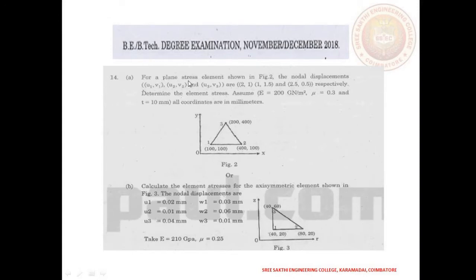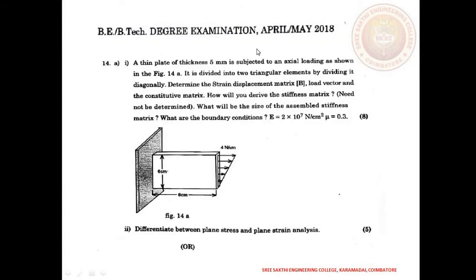Here you can see the plane stress element and determine the element stress. Here we can also see the axisymmetric element. That is the important topic which I highlighted in the curriculum. So what they are asking: calculate the element stresses. The next, here I attached the April-May 2018 question paper.